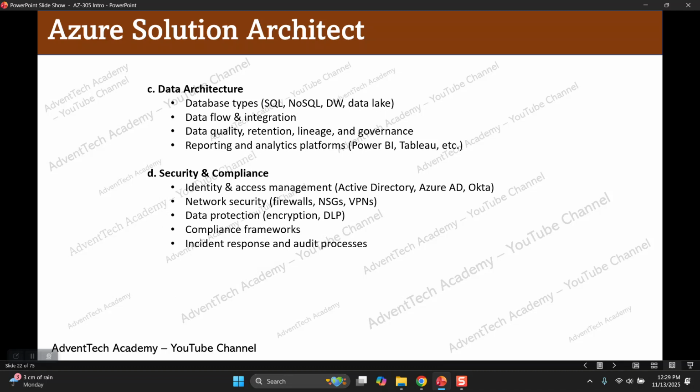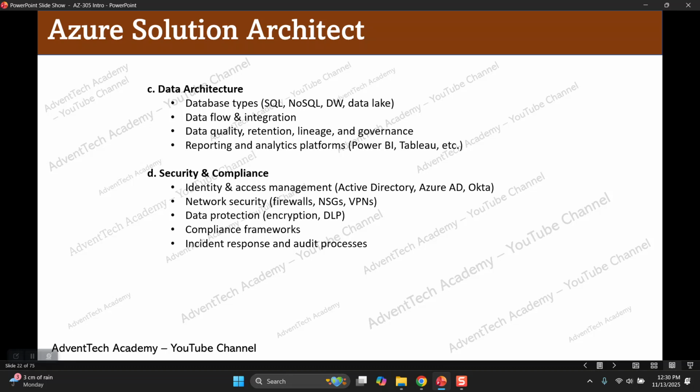Then it is data architecture, database types, SQL, NoSQL, data lakes, and then data flow and integration, then data quality, retention, lineage, governance, reporting and analytics platforms, Power BI, Tableau, etc. So we have to gather all this information regarding the data architecture, regarding the application architecture, regarding the infrastructures, and finally it is security and compliance.